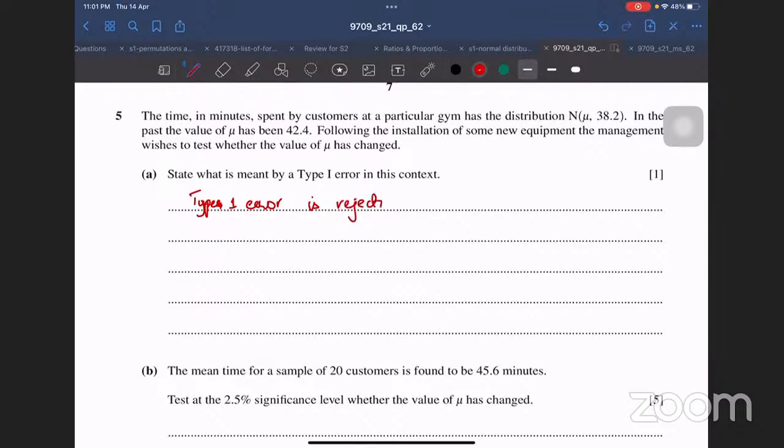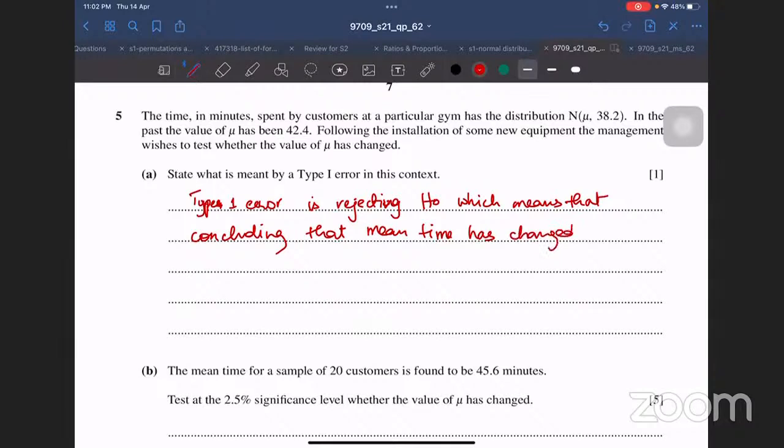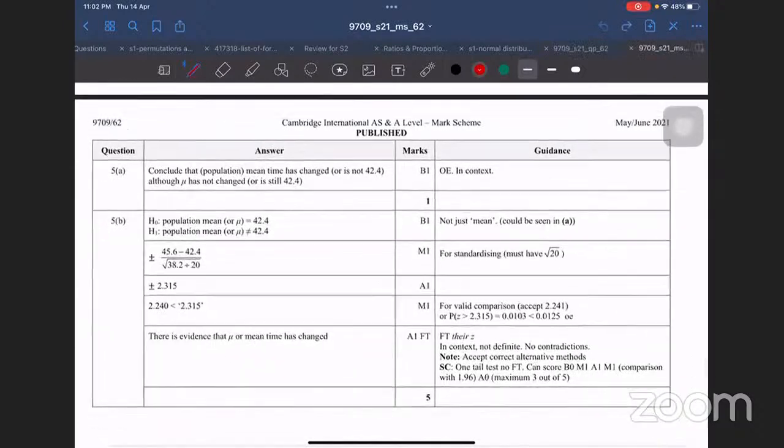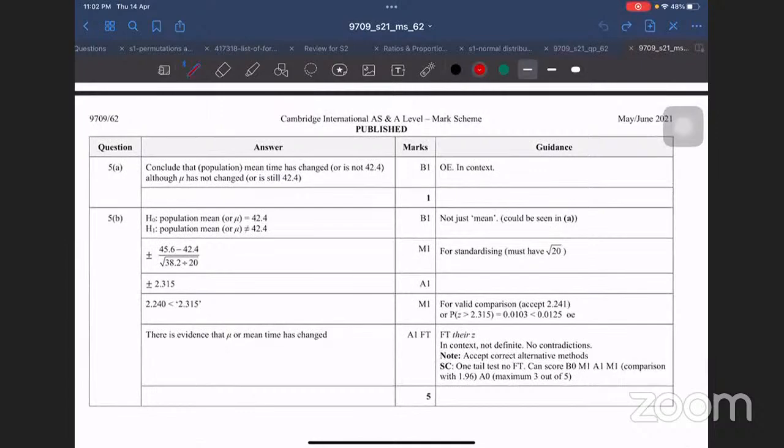rejecting H naught, which means concluding that the mean time has changed when it has not, while H naught is true. Okay, that's what the answer should say: conclude that the population mean time has changed, although mu has not changed.